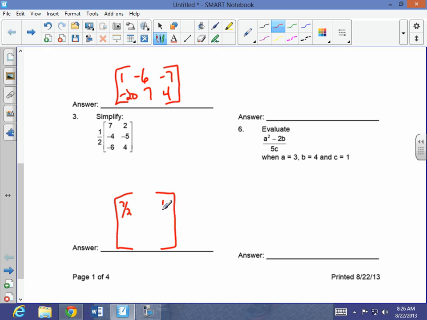1/2 times 2 is 1. I'm cutting the numbers in half. When you multiply by 1/2, you're cutting them in half. 1/2 times negative 4 is negative 2. 1/2 times negative 5 is negative 5 over 2. Don't convert it to a decimal. 1/2 times negative 6 is negative 3. And 1/2 times positive 4 is positive 2.